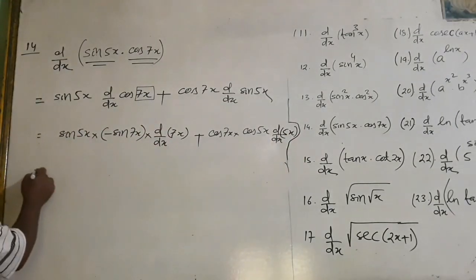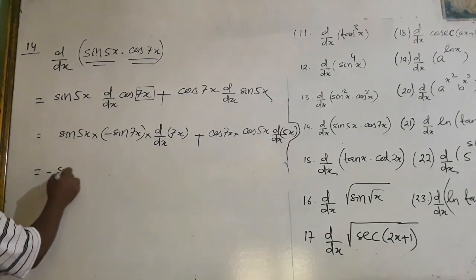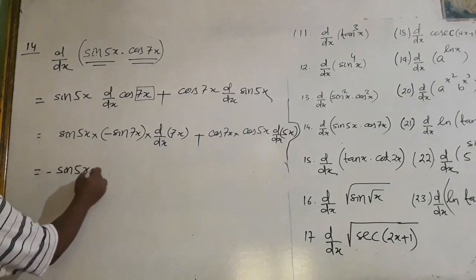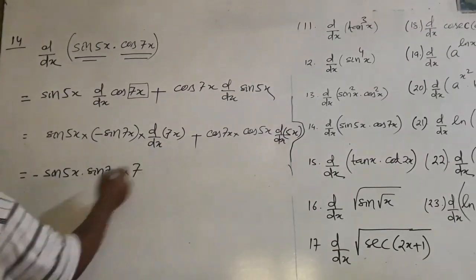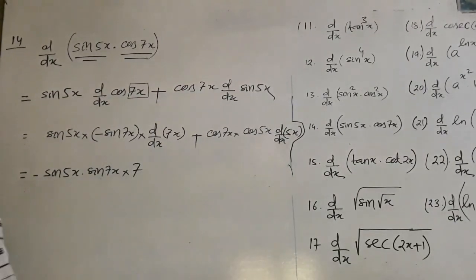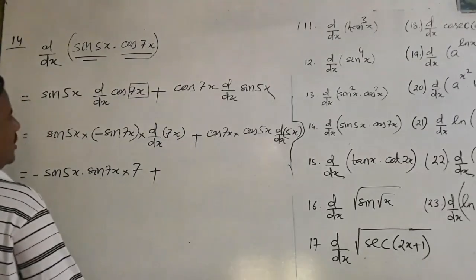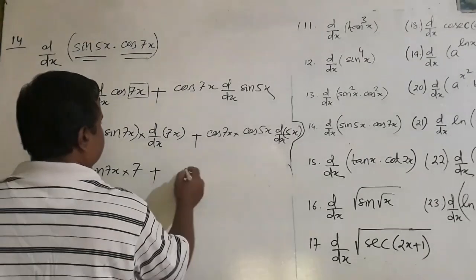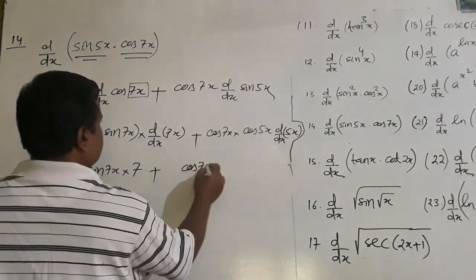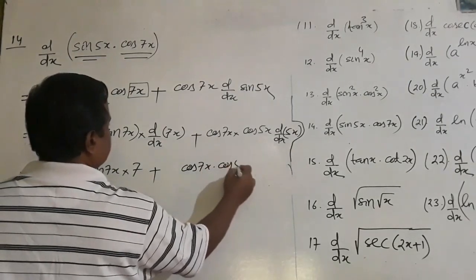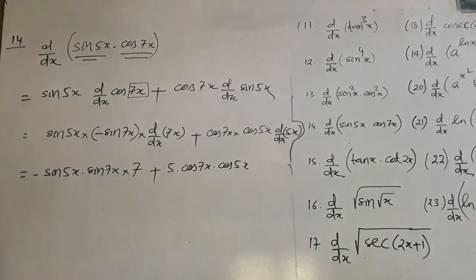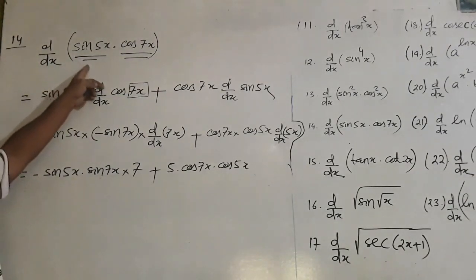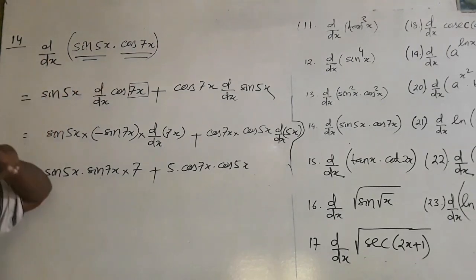What will be the answer? Minus sin 5x into sin 7x into 7, plus cos 7x into cos 5x into d by dx of 5x, which is 5. But if you do not apply the product rule, you can also do it.